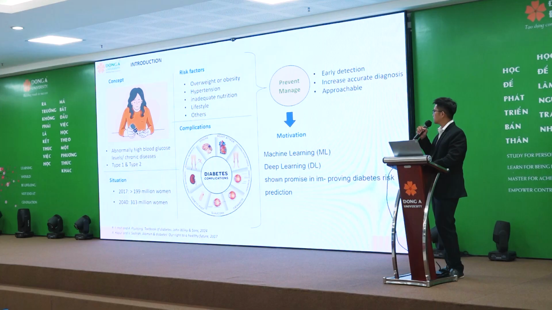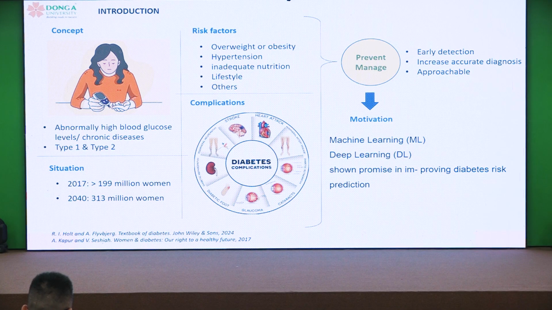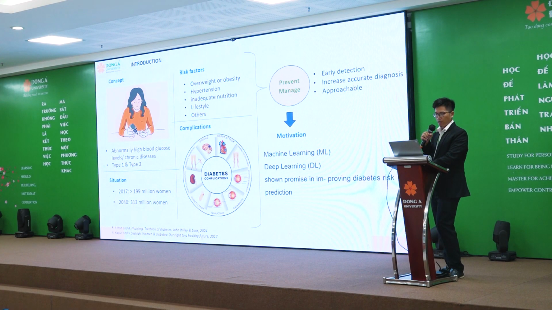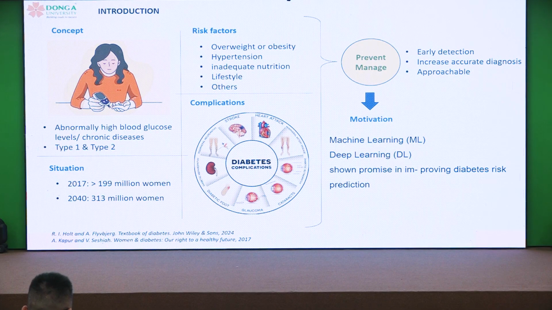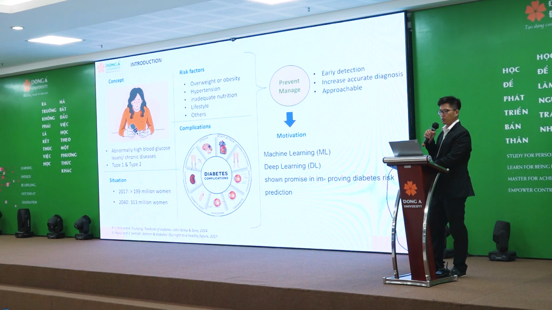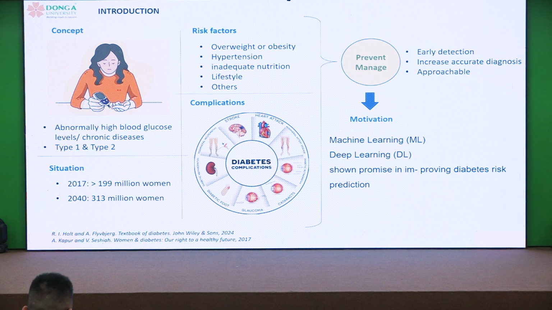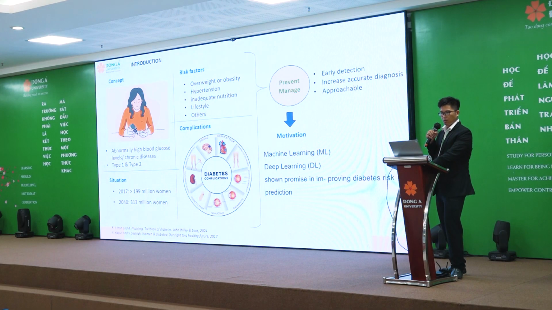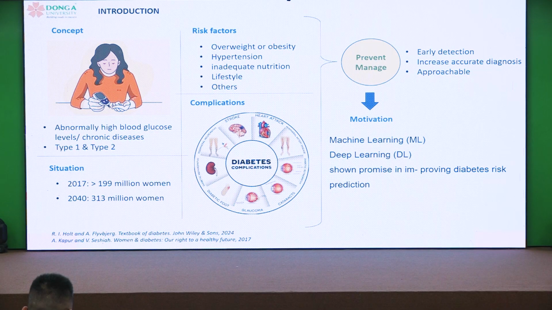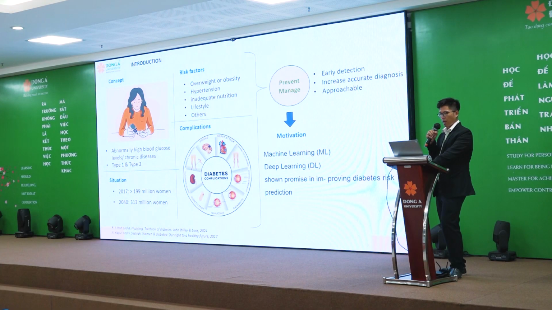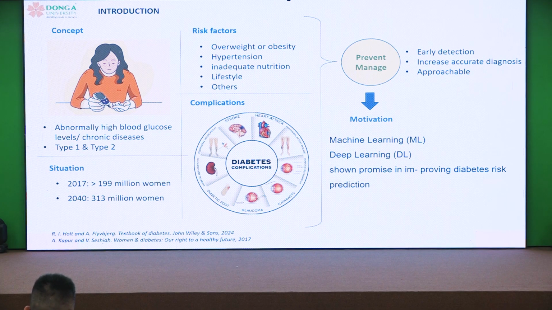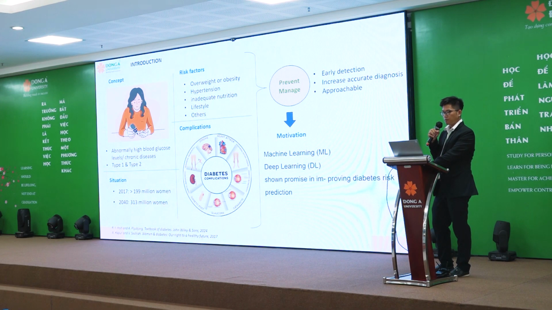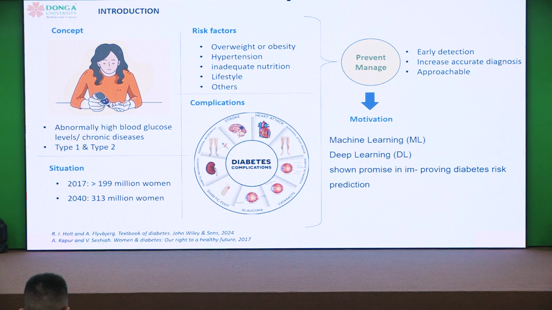Diabetes is an abnormally high blood sugar level, and it is also a chronic disease. We have two kinds of diabetes, type 1 and type 2. Talking about the situation, research has shown findings in 2017 that there were more than 199 million women with diabetes, and it is predicted that by 2040 more than 330 million women will have diabetes.